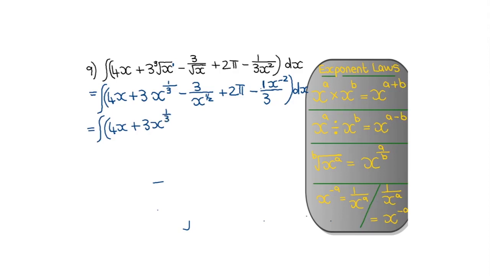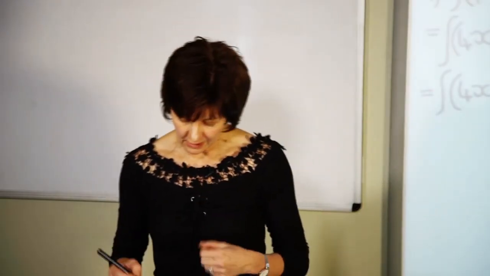So it's going to be 3x to the power a third minus 3x to the power negative a half plus the 2 pi minus a third x to the power negative 2, and all of these with respect to x is what I have to integrate. Now I'm actually ready to start with the integration.